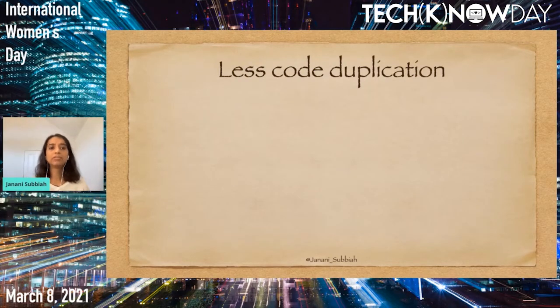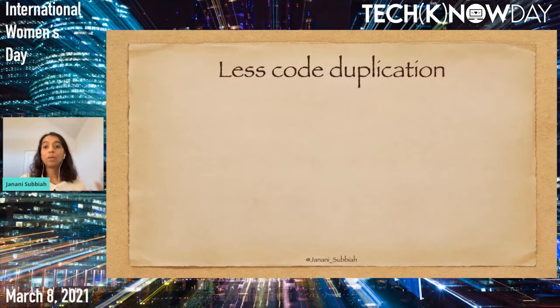The next one's lesser code duplication. So imagine a scenario where there isn't a BFF. So now all of the individual UIs are going to have to make requests to downstream services or third-party APIs, or there are things that all of them are going to have to do in their individual stacks over and over again.